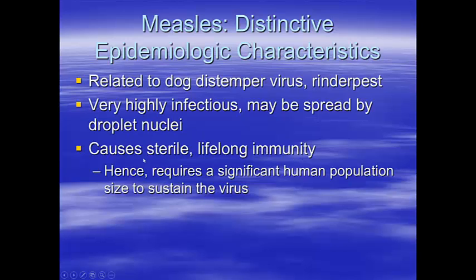What we mean by sterile is you don't get just a little bit of virus or an attenuated mild infection. You get no infection whatsoever. You're fully protected with no virus once you're immune.